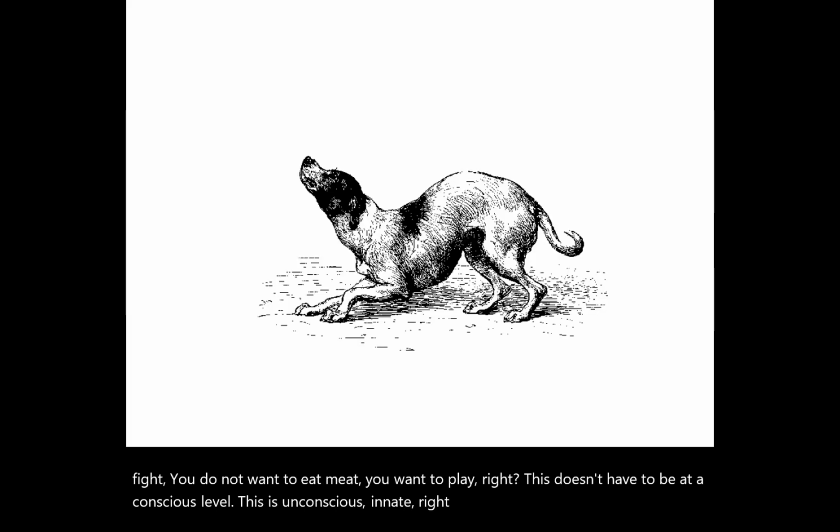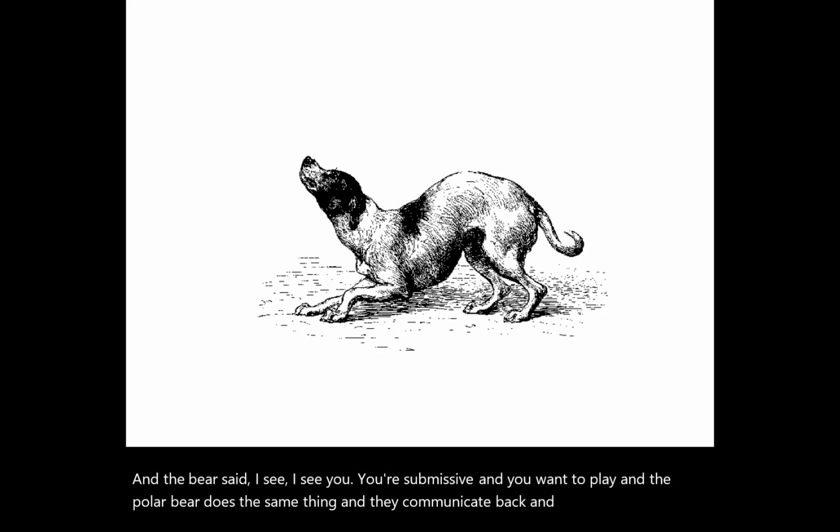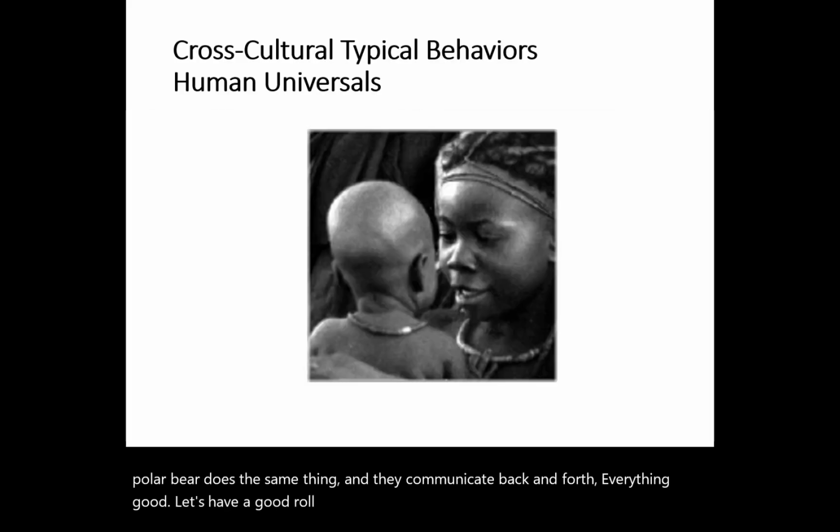So in this case, a husky dog might come up like this and the bear says, oh, I see you're submissive and you want to play. And the polar bear does the same thing, and they communicate back and forth. Everything good? Good. Let's have a good roll around and some wrestle.